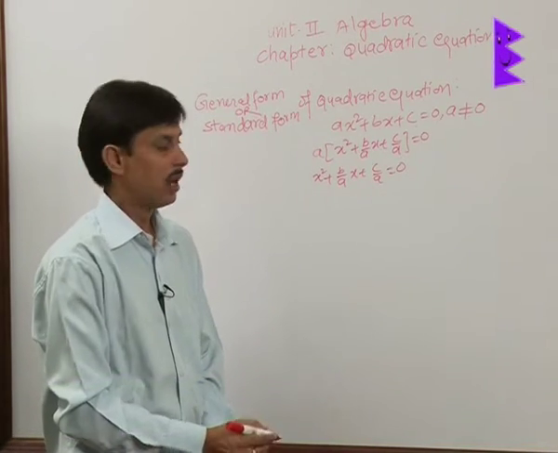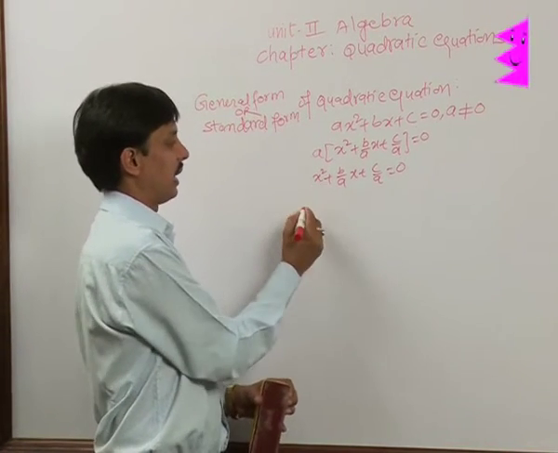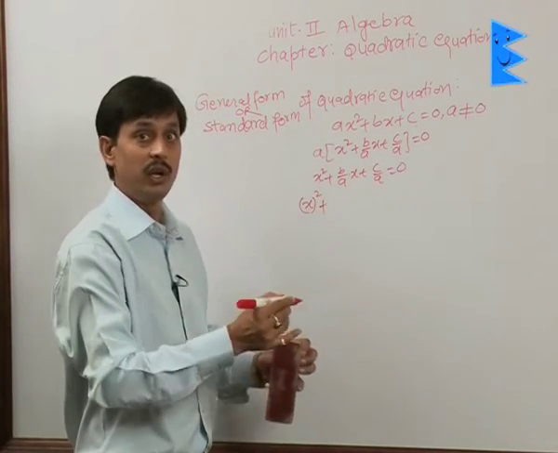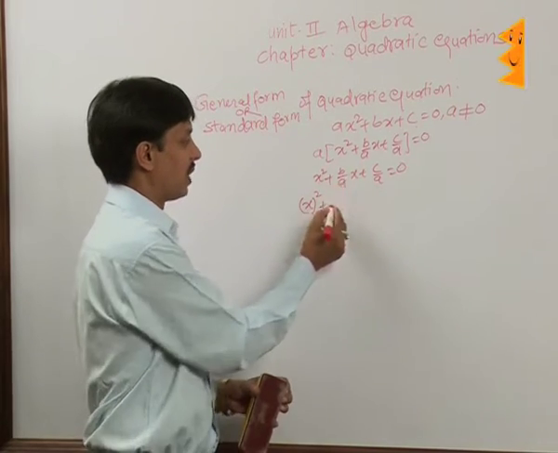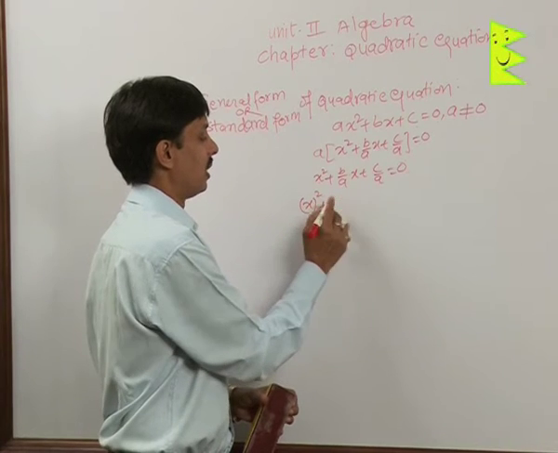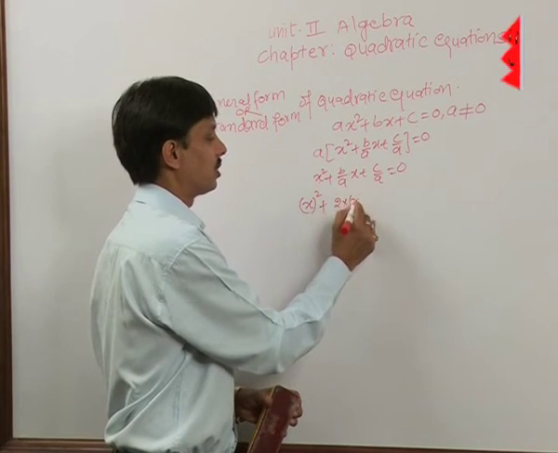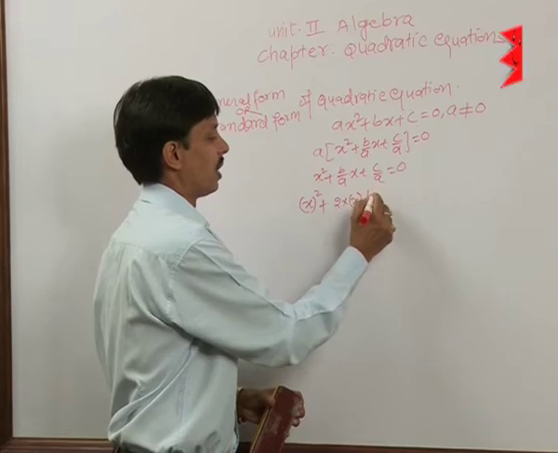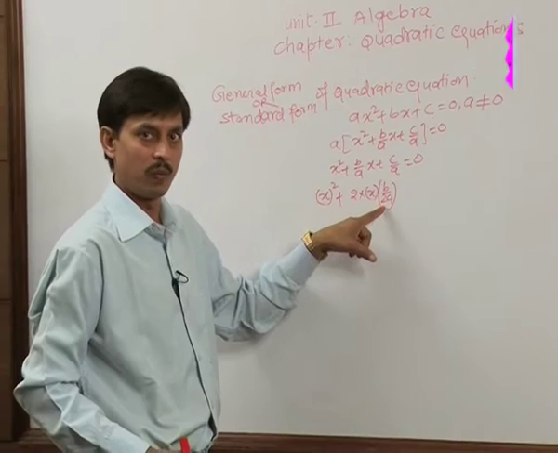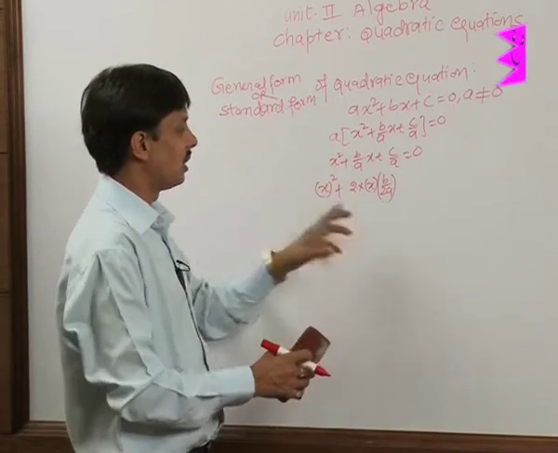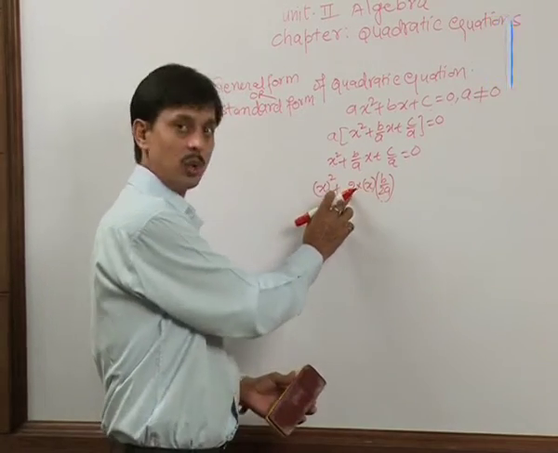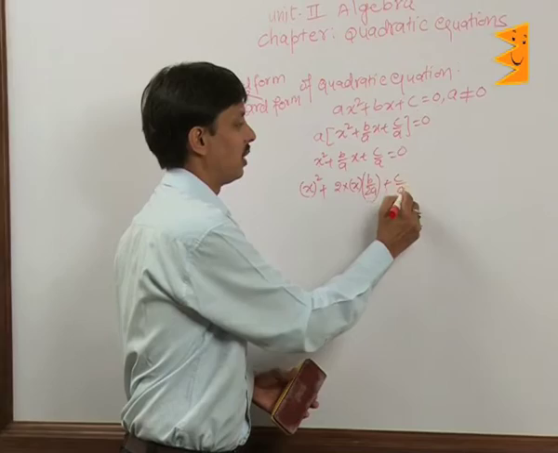Now I write this as x whole square plus this b by a into x. I am writing b by a into x as 2 into x into b by 2a. In the first I have multiplied by 2 and here I have divided by 2. So ultimately this result is still bx upon a, because the 2 can cancel this 2, plus c upon a is equal to 0.